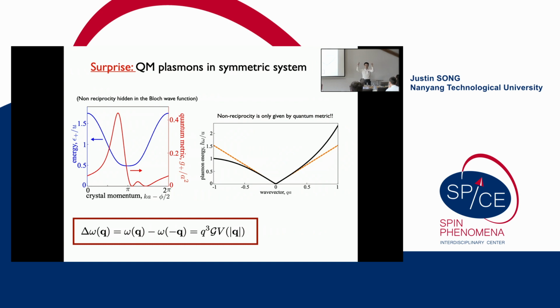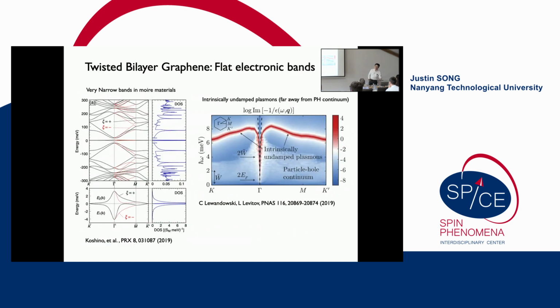So I want to go to flat band systems, right? So in flat band systems, your velocities are going to be very, very low, all right, very small. And so you would expect actually in these systems, your directional Drude weight or any classical-like terms will not be super important. And actually, it's the quantum metric terms that will be important. So in twisted bilayer graphene, it turns out that plasmons are quite prominent here, and they're actually intrinsically undamped.